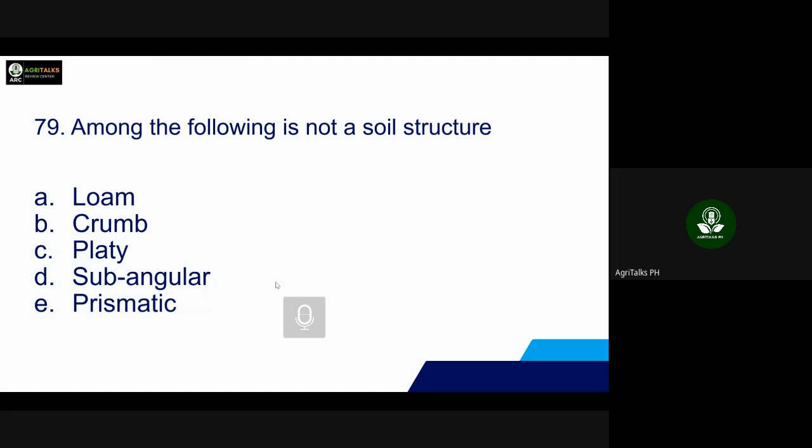Number 79. Among the following is not a soil structure: A, loam; B, crumb; C, platy; D, subangular; letter E is prismatic. So one of the choices is a soil texture, and that is loam. The rest are soil structure. So loam is the correct answer.